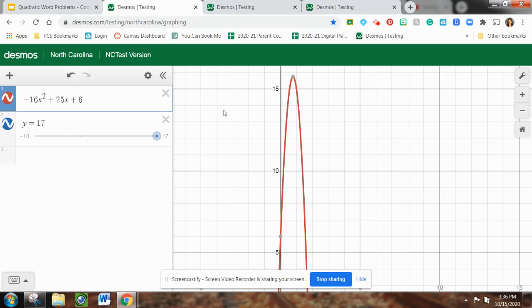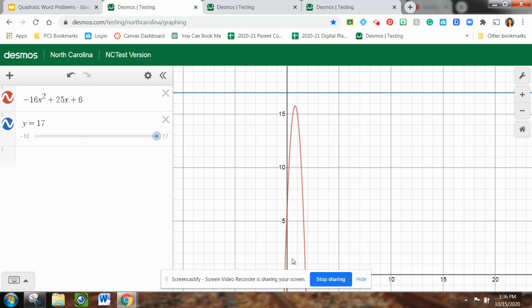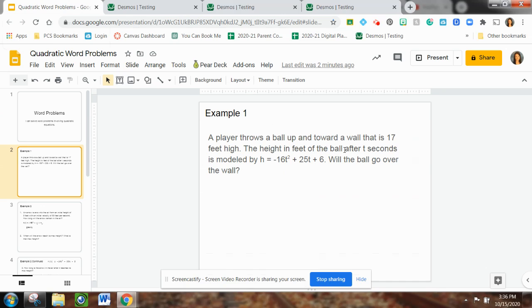I could also turn on this y value here, and I'm going to zoom out just a little bit. So here you can see the path of the ball, and it will not reach this 17-foot mark, which is another way that I can visually see on my graph that we're not going to hit that height of 17 feet, so the ball would not go over the wall. And you can use the fact that the maximum height is just over 15 feet, so the ball would not be able to go over the wall.